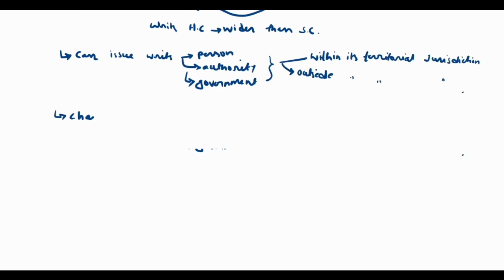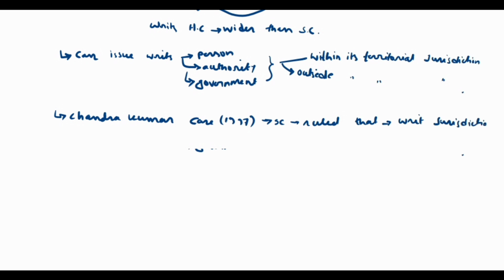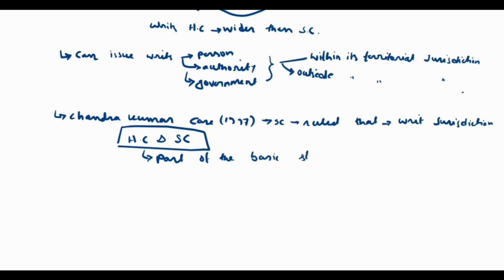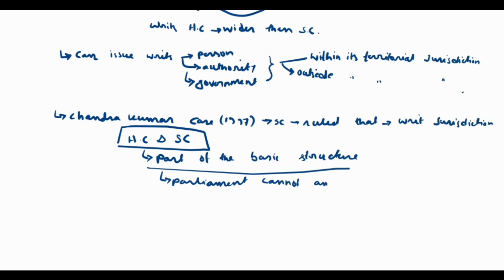In Chandra Kumar's case, 1997, the Supreme Court ruled that the writ jurisdiction of both the High Court and Supreme Court constitutes a part of the basic structure. Hence, Parliament cannot amend it.